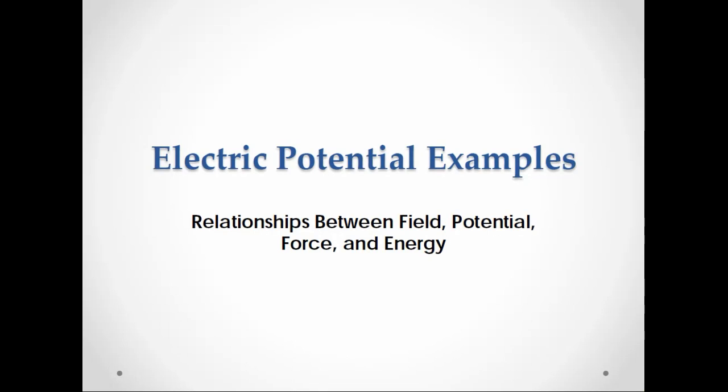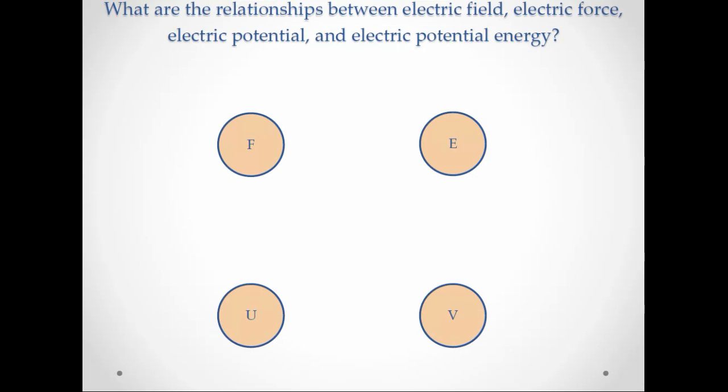So in this example, we're going to look at the relationship between electric field, electric potential, electric force, and electric potential energy. And so you'll notice I've drawn four circles here. Top left one has an F in it, representing electric force. Top right is E for electric field. Bottom left is U for electric potential energy. Bottom right is V for electric potential.